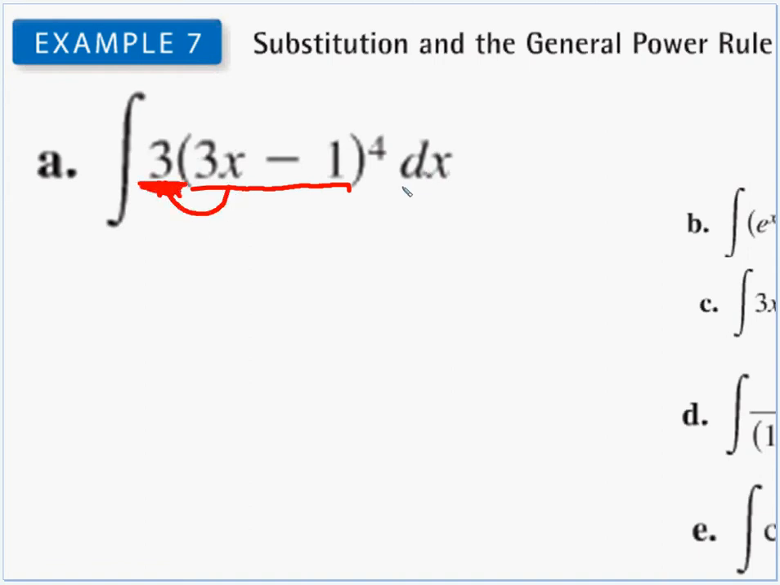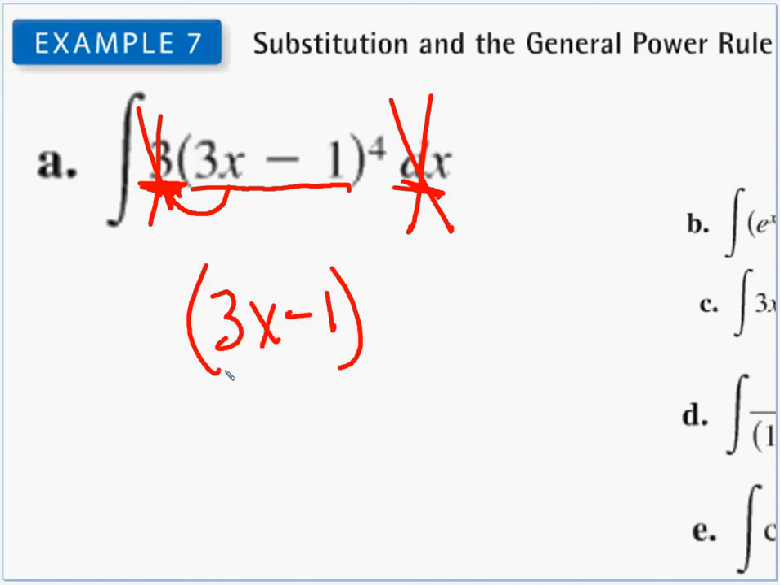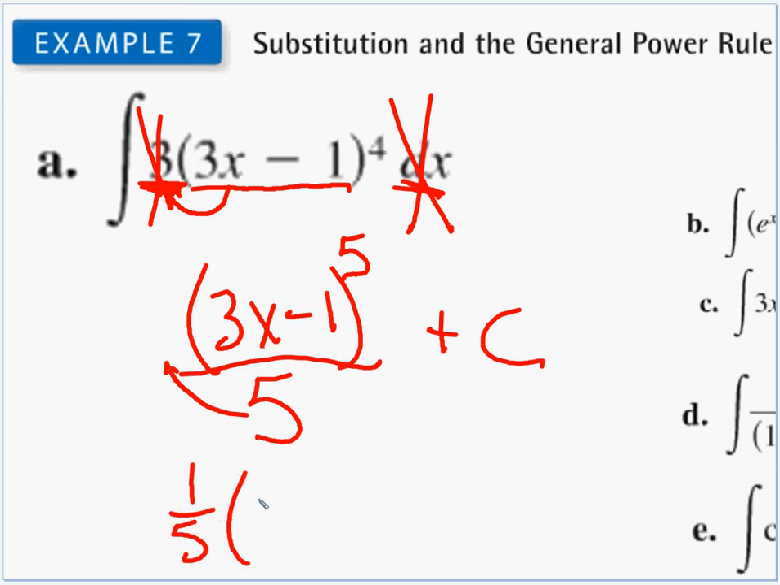When we launch our rocket, the rocket fuel burns up, and then our rocket goes up. So here's our rocket in the parenthesis. It goes up a power, and we divide by the new power. And don't you ever forget that plus c. Now, of course, you know this is divided by 5. If you're not a fan of that, you could drag it out there and write it as 1/5 that quantity to the fifth power plus c. Whatever floats your boat.